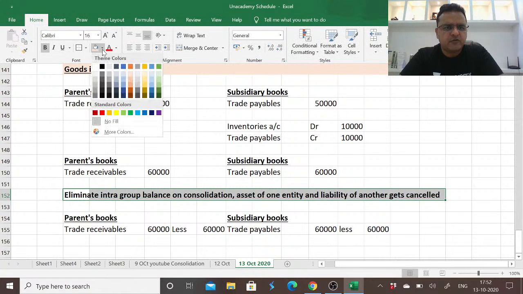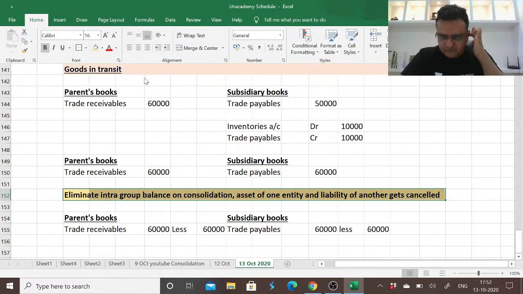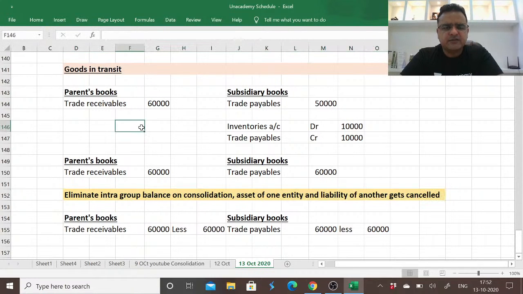So we have to perform two calculations: one, dealing with goods in transit, and second, elimination of intra-group transactions. First we dealt with goods in transit by passing this entry.